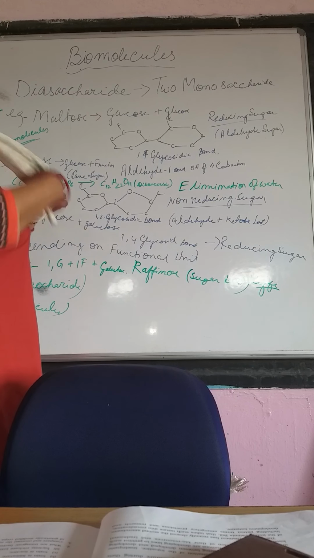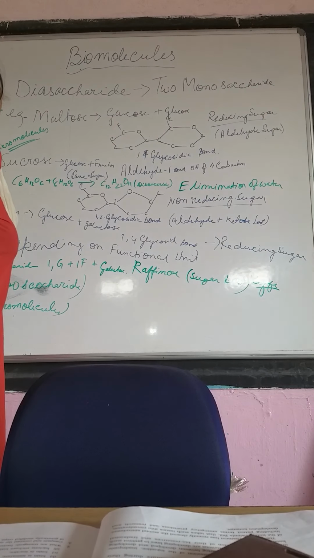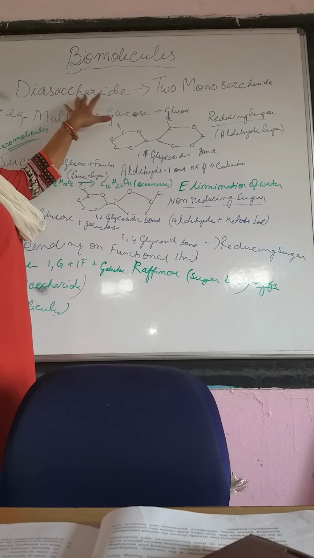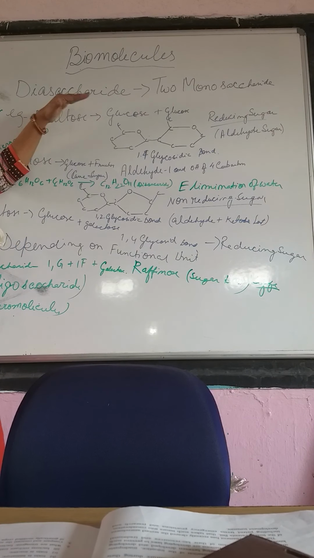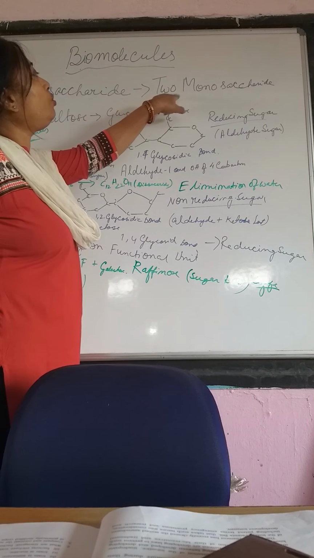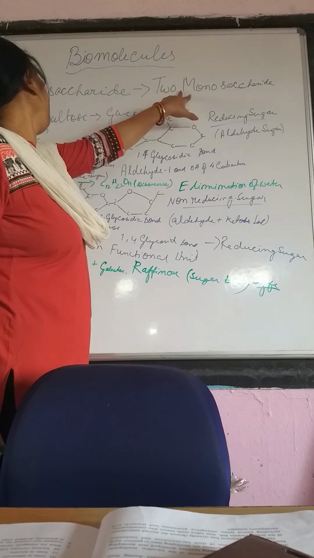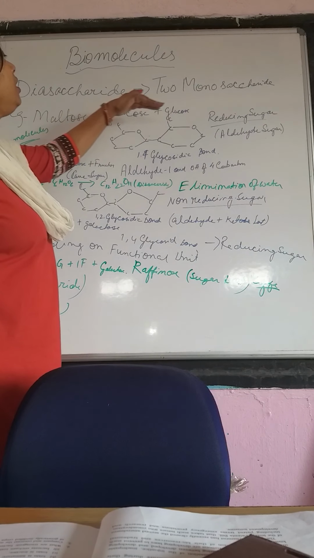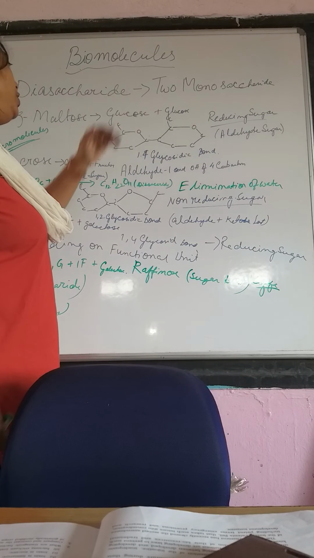Ribose and deoxyribose were pentose sugars. Now here we are dealing with disaccharides. What is a disaccharide? Basically, it is two monosaccharides joined together. For example, maltose means two molecules of glucose joined together.